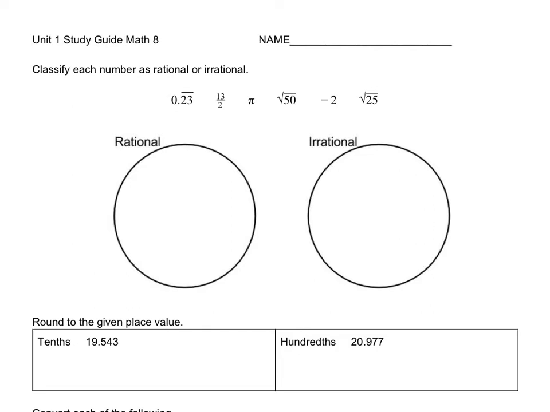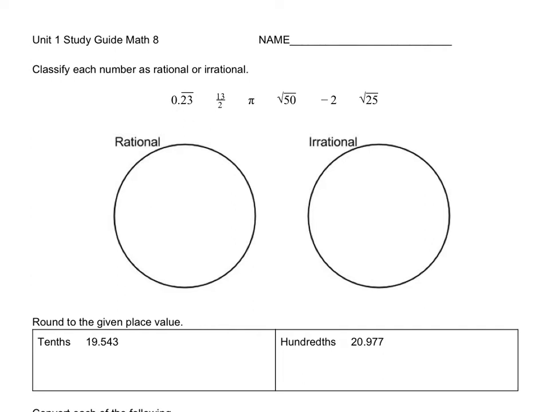Okay, classify each number as rational or irrational. Let me point out to you that we have numbers right in here that we are classifying as rational or irrational. You will be putting them into the circles. Now remember, rational numbers can be written as a fraction. Irrational numbers cannot be written as a fraction. So let's look at the first decimal we have. It is repeating. And this is part of your test.